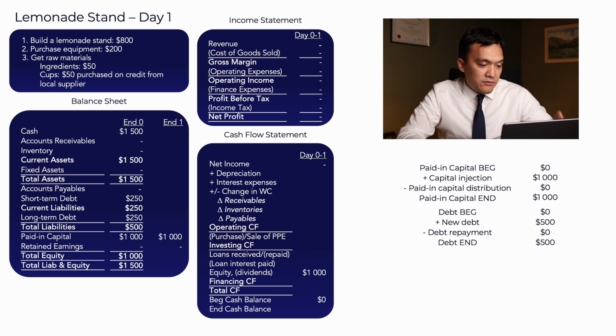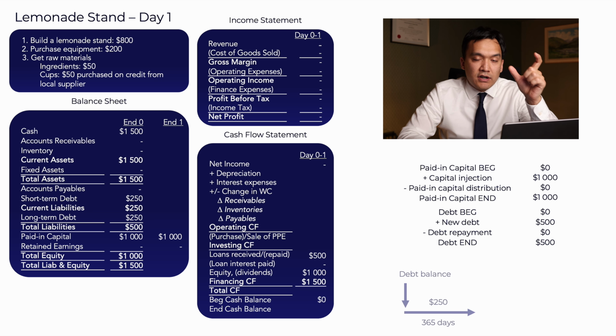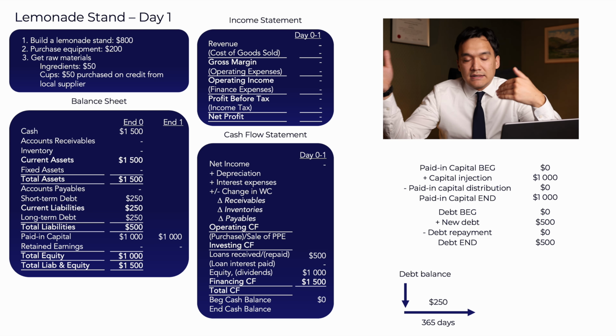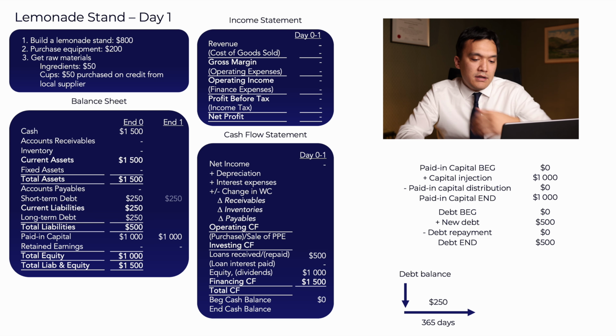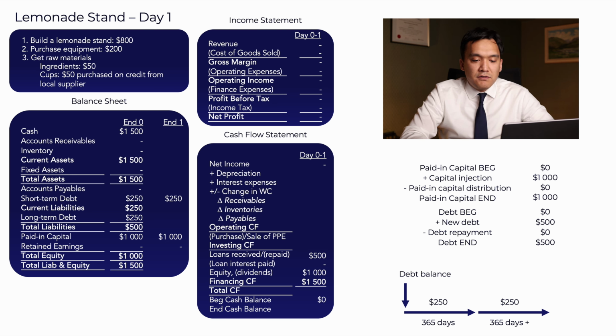So we reflect loans received on the cash flow statement of $500, and on the balance sheet, again, as you remember, during the first 365 days or 12 months, we had $250 of principal repayments for the next year. And the repayments after 1 year is the remaining $250. So we have $250 of short-term debt and $250 of long-term debt.